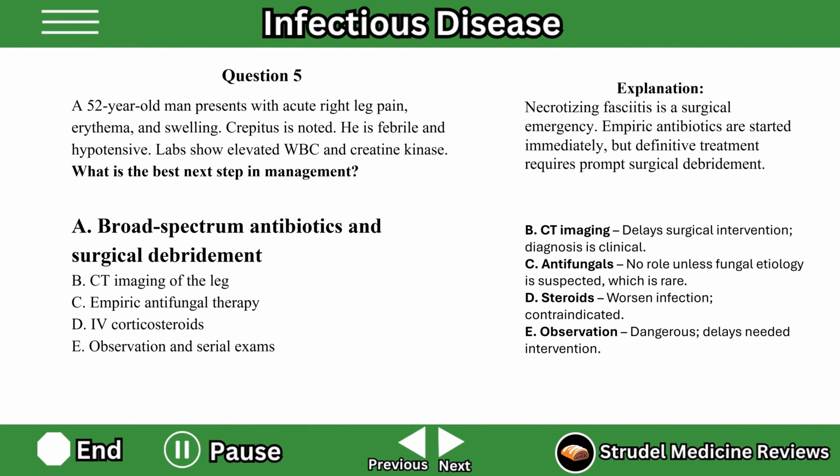For the other answer choices, B, CT imaging of the leg is incorrect because that would just delay your surgical intervention. Diagnosis of necrotizing fasciitis is a clinical diagnosis. C, empiric antifungals are incorrect, and that's because you're not really suspecting a fungal etiology. Most necrotizing fasciitis is caused by bacteria. It's actually typically polymicrobial. D would worsen the infection with steroids, so you don't want to be administering those. And then E, observation and serial exams, incorrect. Anytime a patient is this unstable, observation is the incorrect answer.